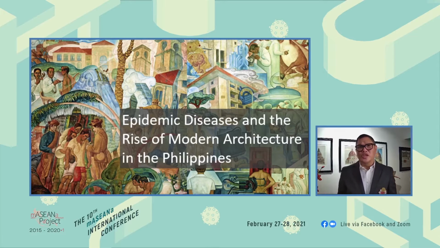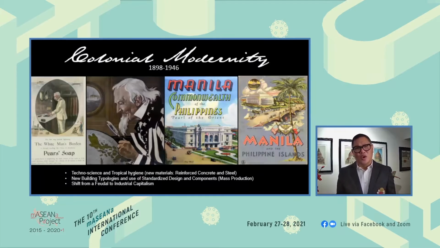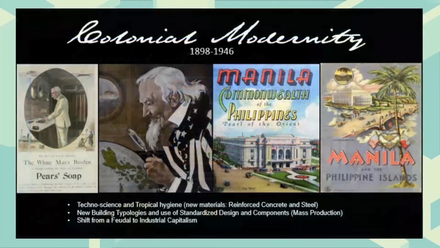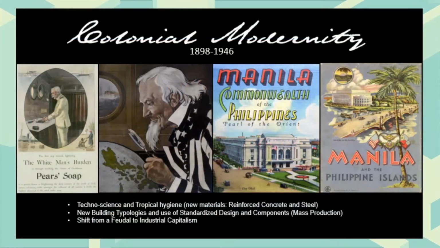The colonization of the Philippine archipelago by the United States commenced at the turn of the 20th century. Infrastructure projects became an essential ingredient of America's modernization program, expanding imperial control throughout the colony.